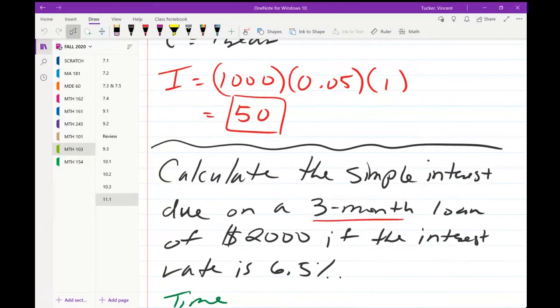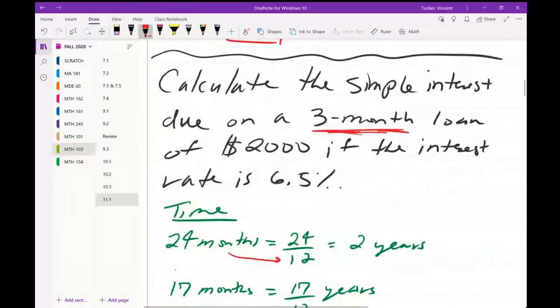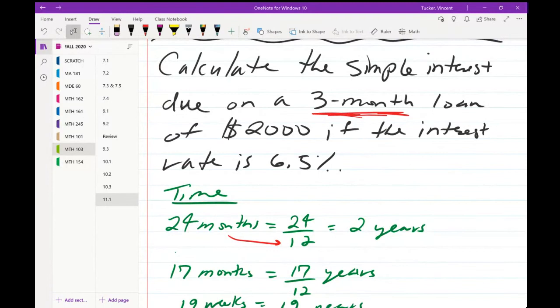Okay, next one. Calculate the simple interest due on a 3-month loan of $2,000 if the interest rate is 6.5%. So the key here that's going to be different than what we did last time is that we have a 3-month loan, but our time is supposed to be in years, unless otherwise stated. So when we talk about converting your time to years, example of that, let's say if we had 24 months, there are 12 months in a year. So in order for me to calculate how many years that would be, I would divide 24 by 12. And so that would give me 2 years.